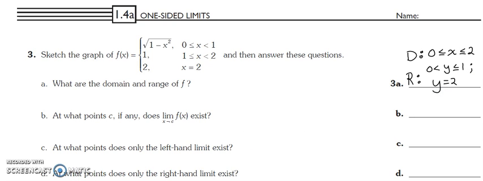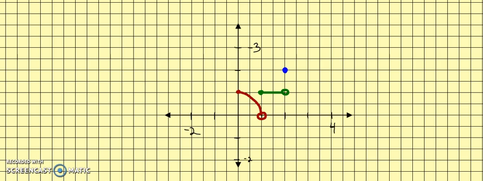Now part B, at what point C, if any, does the limit of f of x as x approaches C exist? And one helpful tip to answering this question is ask yourself, where will the limit not exist? So the limit as x approaches what C value will the limit not exist? Pause the video, think about that. Given this graph, where will the limit not exist? And hopefully you said at x equals 1, or if C were to equal 1, because the limit from the left does not equal the limit from the right. The limit from the left approaches 0, and the limit from the right approaches 1.